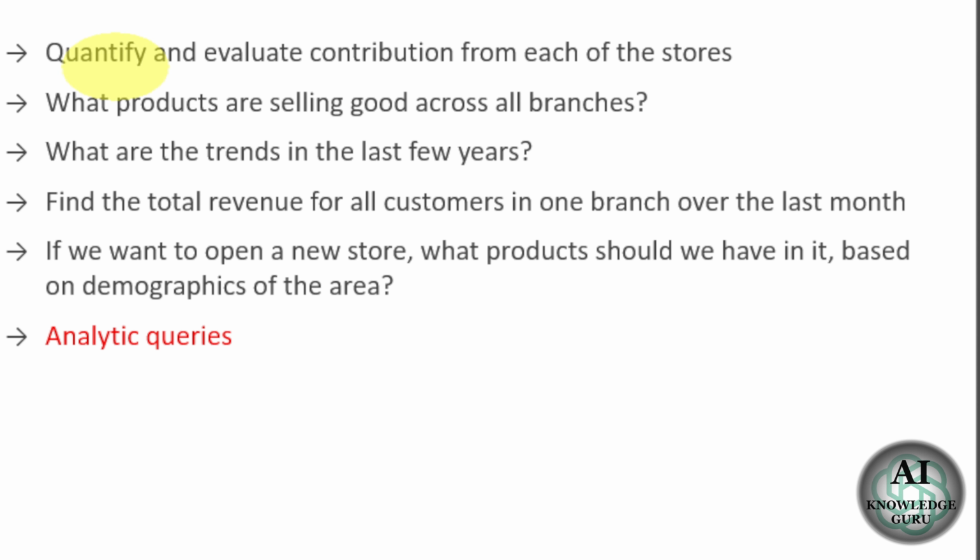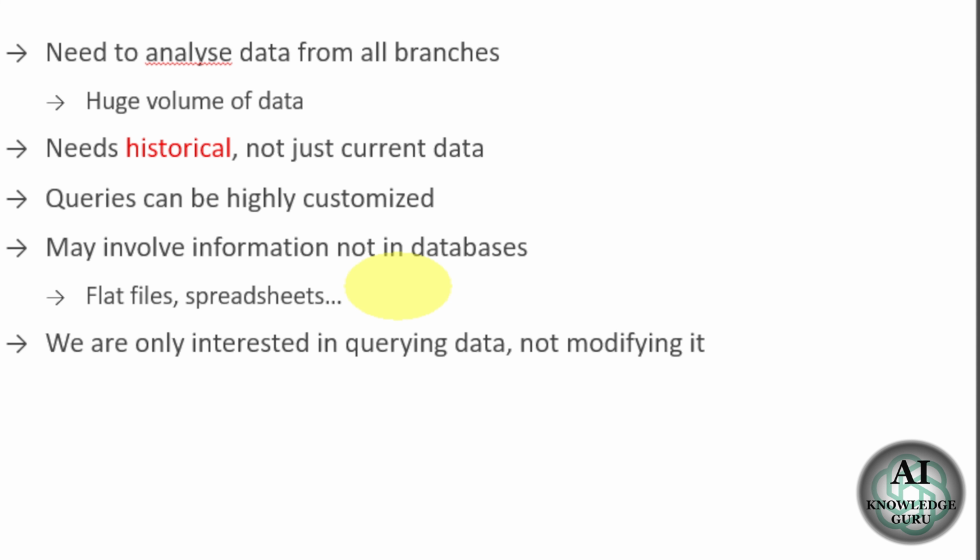Now strategic planning from this. Quantity and evaluate contribution from each of the stores. What products they are selling across all branches. What are the trends in the last few years. Find the total value, revenue for all customers in one branch over the last month. If we want to open a new store, what product should we have based on the demographic of the area? So this is what we can compute based on the database which we have.